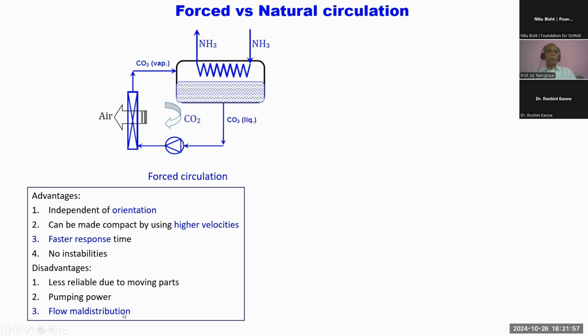And it is very difficult to maintain a very uniform flow when I'm using a header and distributing the two-phase flow into different parallel pipes. Using forced circulation, it is very difficult to have uniform distribution. That means the vapor and liquid fraction through each parallel tube may not be the same. So this is one major challenge when we are using forced circulation in two-phase flows. So these are the disadvantages of forced circulation.